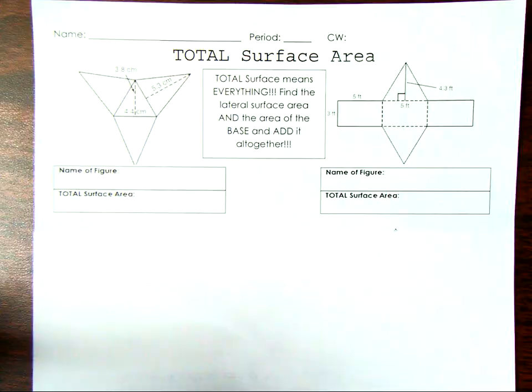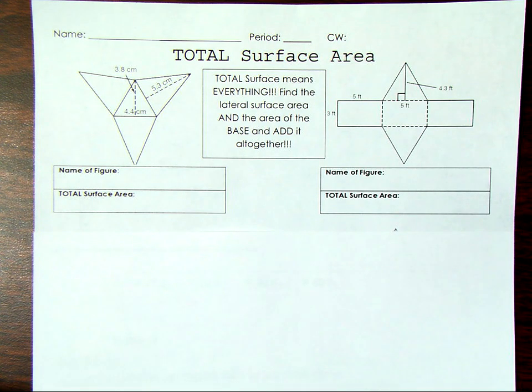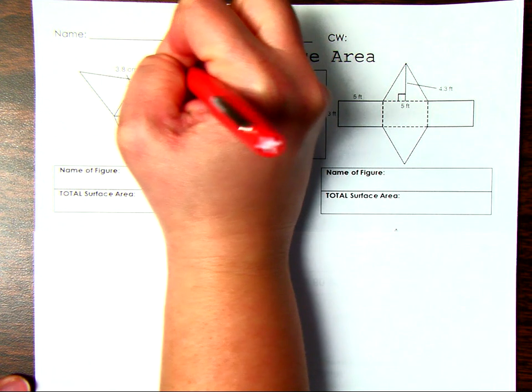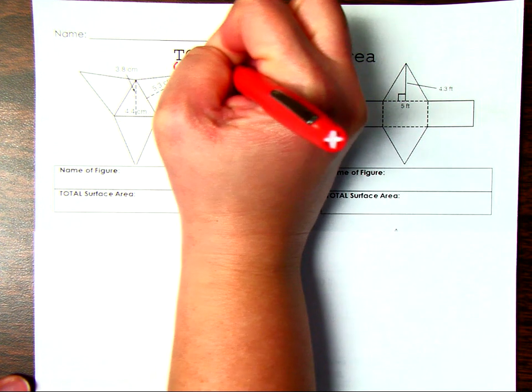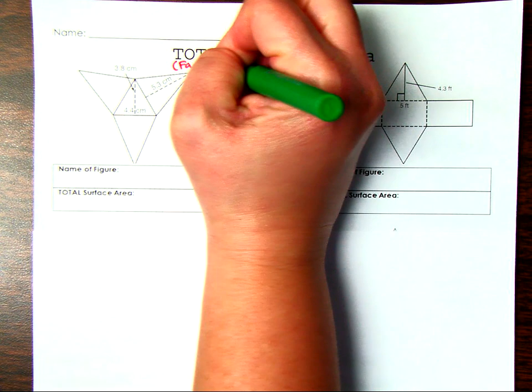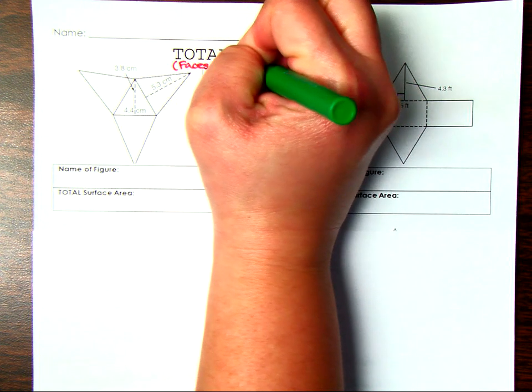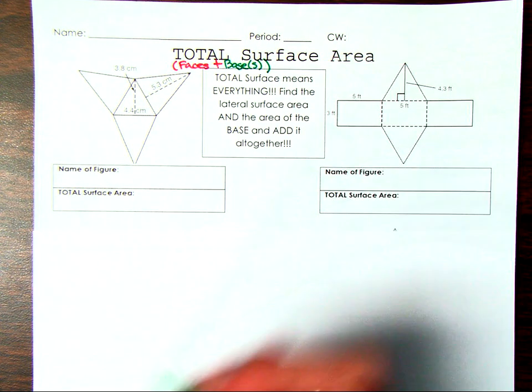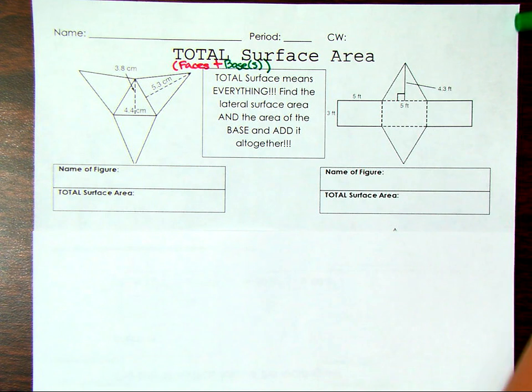Okay, so I'm going to write that to make sure we know. So if it's lateral surface area, that just means the faces. So the total is going to be the faces plus the base if it's a pyramid, or two bases if it's a prism. Okay, so that's why I have those parentheses like that.